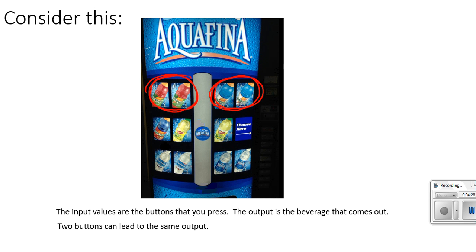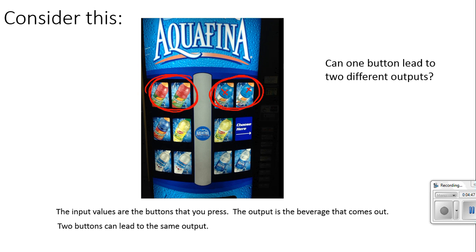The input values are the buttons you press, and the output is the beverage that comes out. So if I were to push this button or this button, I will get a blue Gatorade. Okay? 2 buttons, like I said, can lead to the same output.